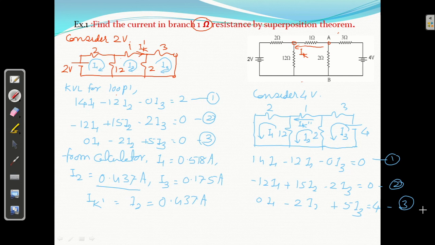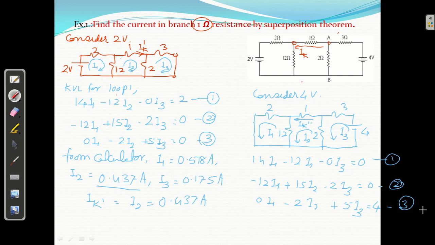Just I'm going to use the calculator. A1 is 14, B1 is minus 12, C1 0, D1 0, A2 minus 12, B2 15, C2 minus 2, D2 0, A3 0, B3 minus 2, C3 5 and D3 4.